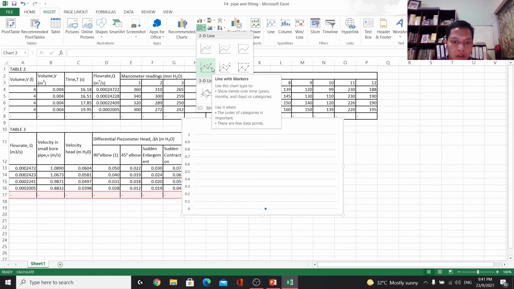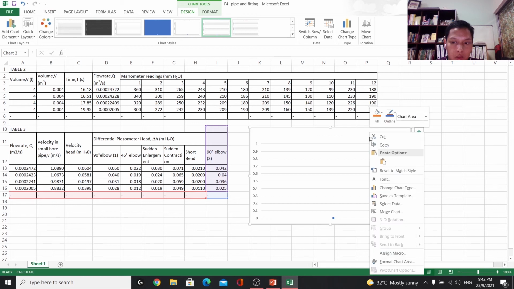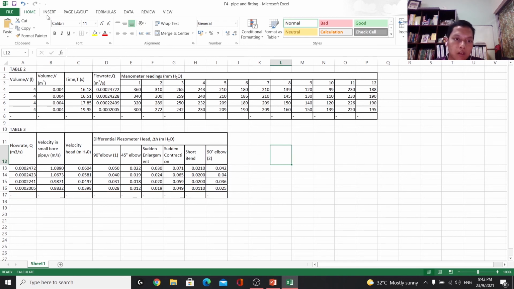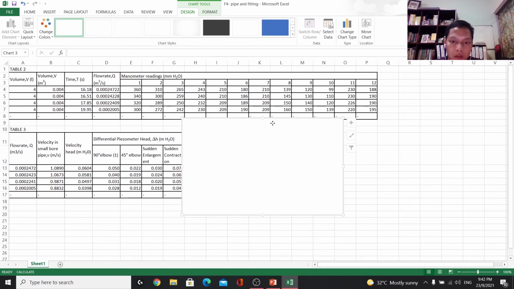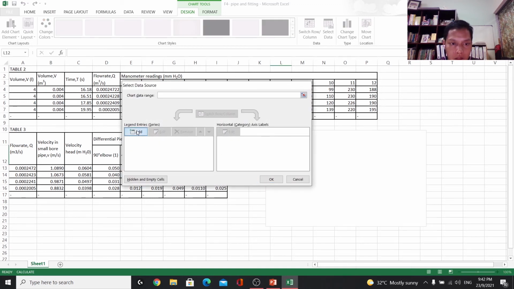So I will choose this one. I think this one. This one is much better, so we push. I don't want this one. So we did first, so we go to insert. Okay, I will change the data here. So we select data, so we add.